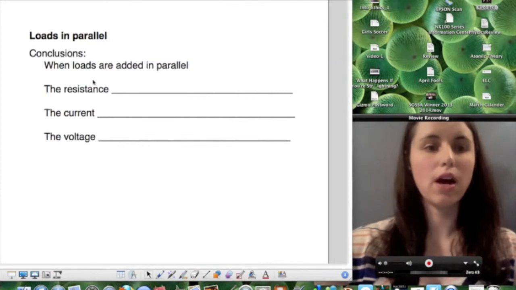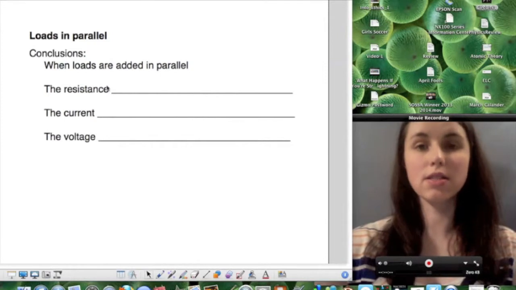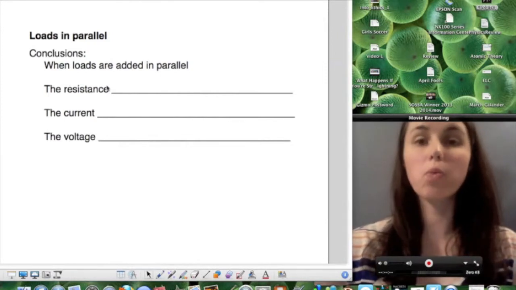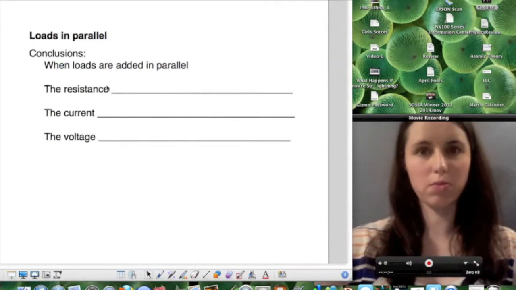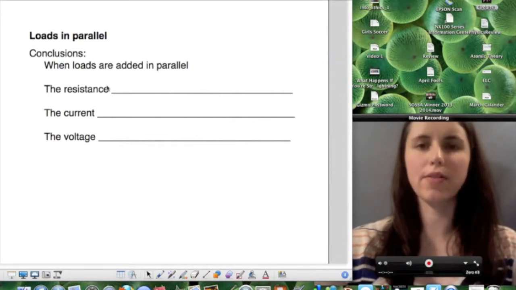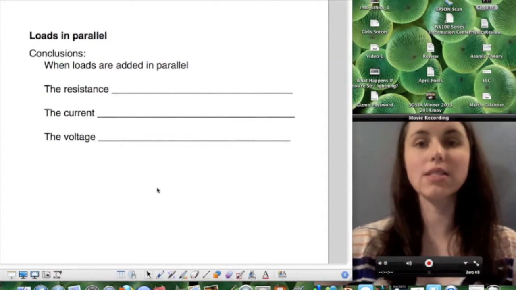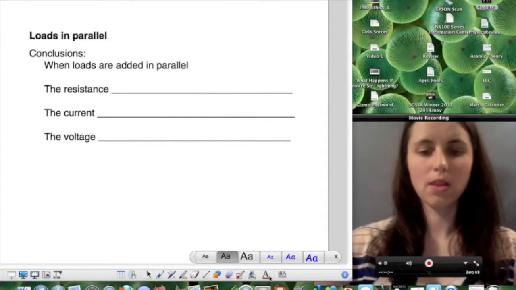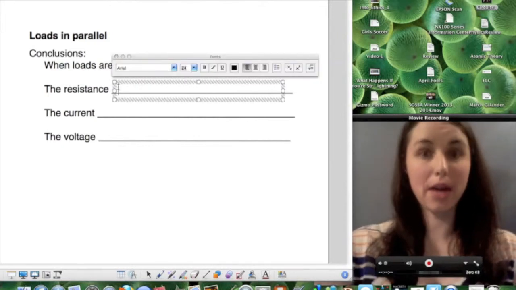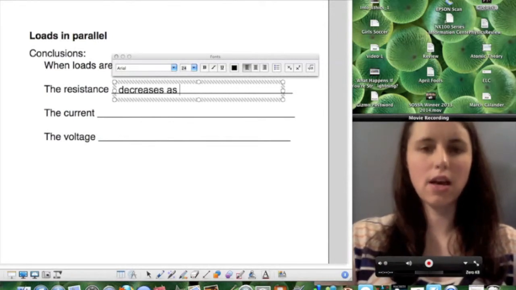So looking at when loads are added in parallel, the resistance, let's think about it. When we had one load, our resistance was 5 ohms, right? When we had 3 loads, our resistance was 1.67 ohms. So as we add loads, our resistance decreases. So that's going to be our statement we're going to put up here. So we know that in parallel circuits, resistance decreases as we add loads.